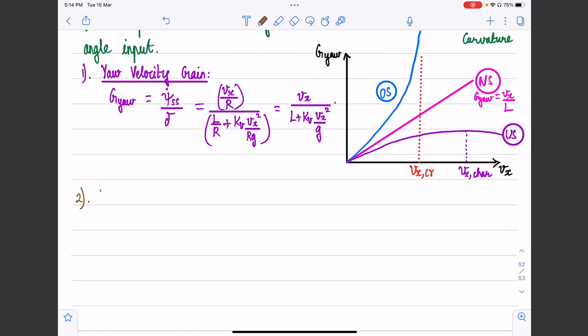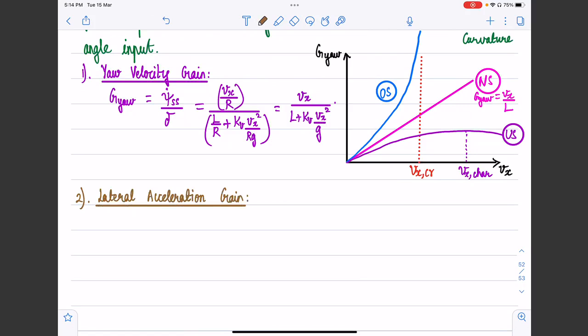But that's okay. On the other hand, if you look at race cars, we want performance, right? We want higher yaw rate gain, yaw velocity gain, and so on. So consequently, we go for performance, but then we need to be careful. We need to ensure that we operate within the critical speed. That's something which we need to be careful of.